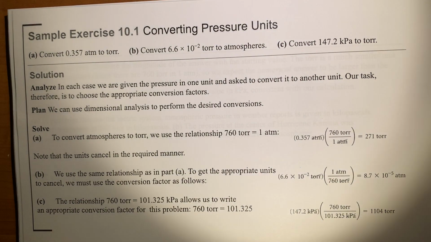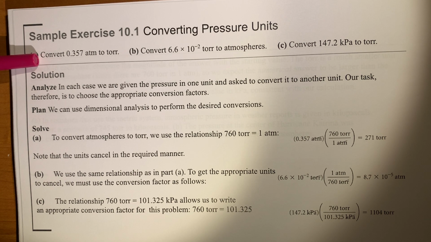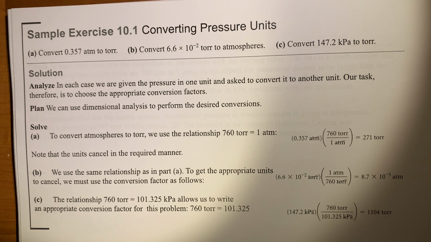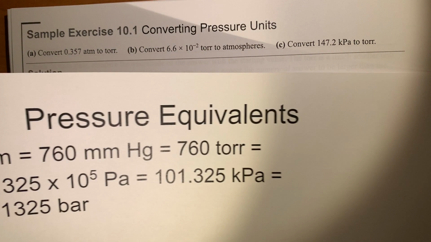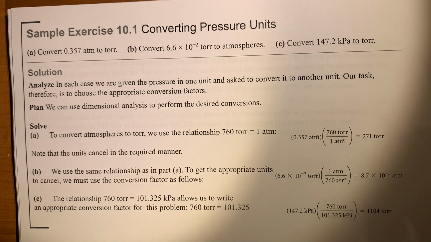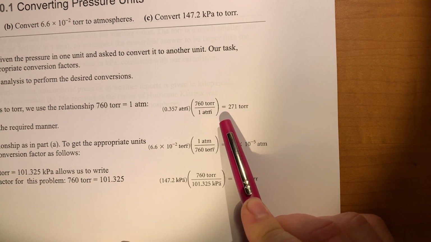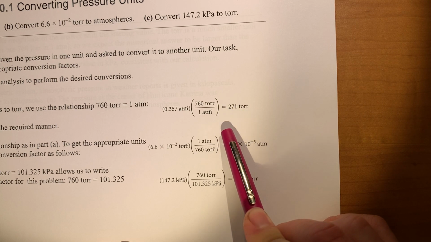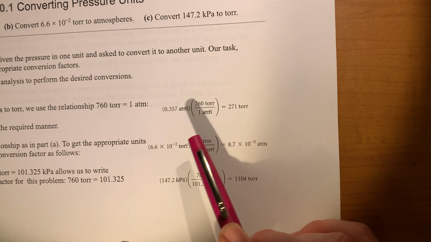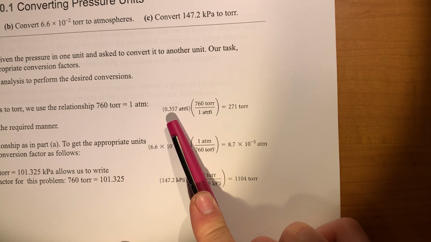So, for part A, we are to convert 0.357 atmospheres to torr. Okay, again, we know atmospheres and torrs have a relationship. So what we're going to do, we're going to come on down here. With any type of problem that we've done throughout this year, the first thing you always write is the given. And the given in problem A is 0.357 atmospheres. So we write that first.